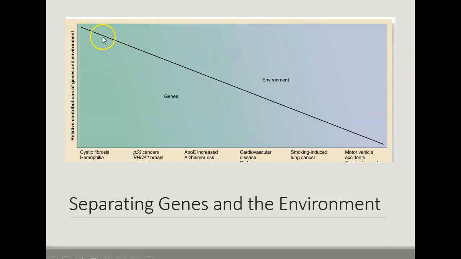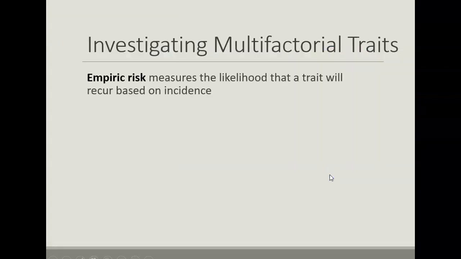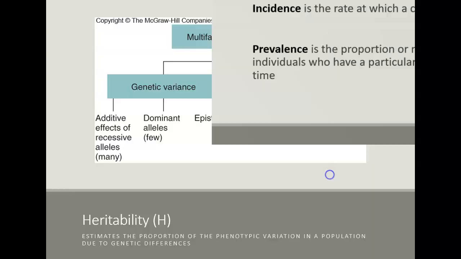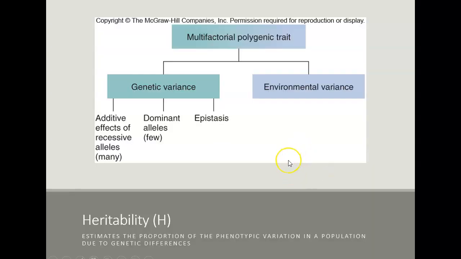So there are certain genes that have a larger influence on certain conditions, like certain types of breast cancer and Alzheimer's risk. And then there are certain things that happen that are much more responsible when it comes to your environment. So smoking-induced lung cancer, for example. Another way that we can investigate multifactorial traits, and I'm just going to quickly pull that one away.